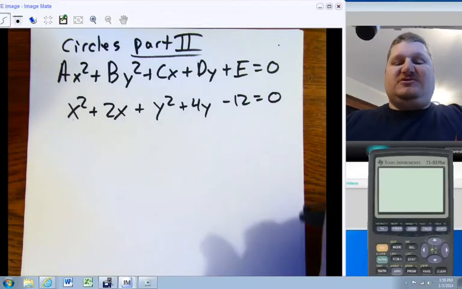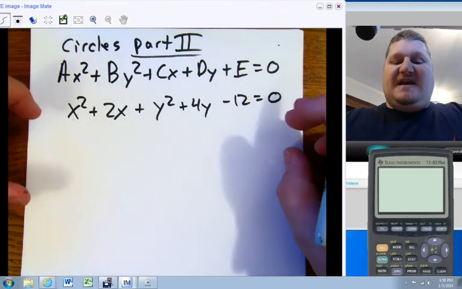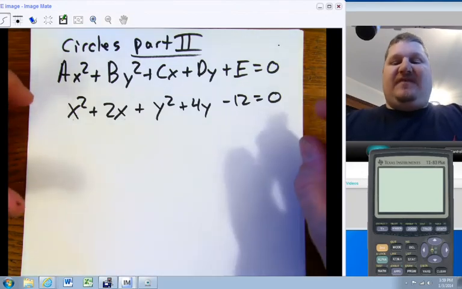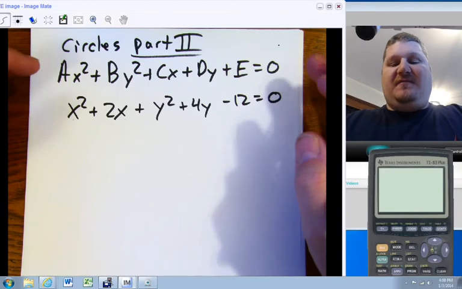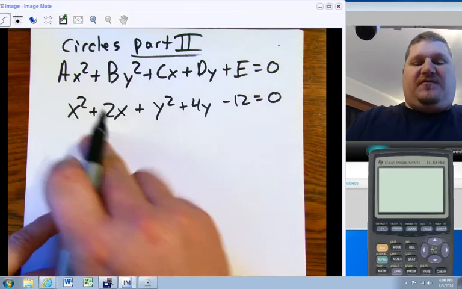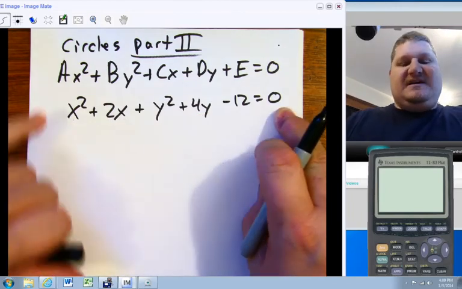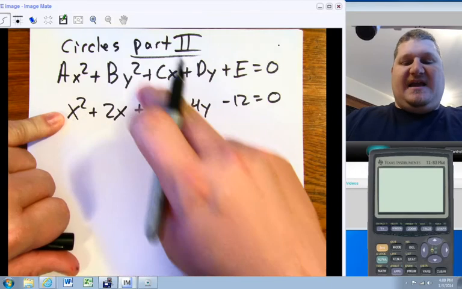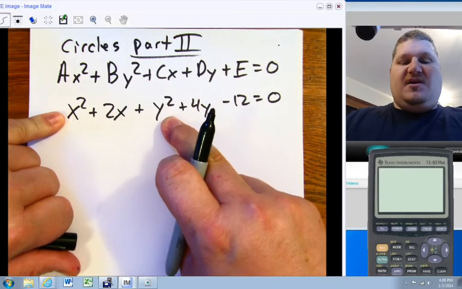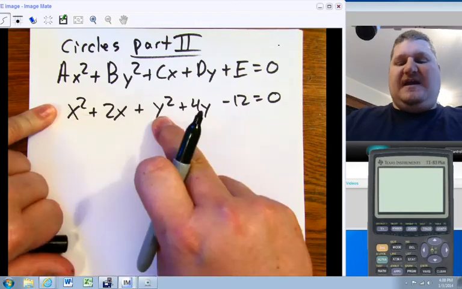Okay, ladies and gentlemen, now we've already talked about going from a standard form of a circle and finding a vertex and a radius. Now we're going to move from a general type of form to that standard form of a circle. If we're given something that looks more like this, it's easy to see that it's a circle because it has an x squared term and a y squared term. It also has even coefficients in front of the x and the y.